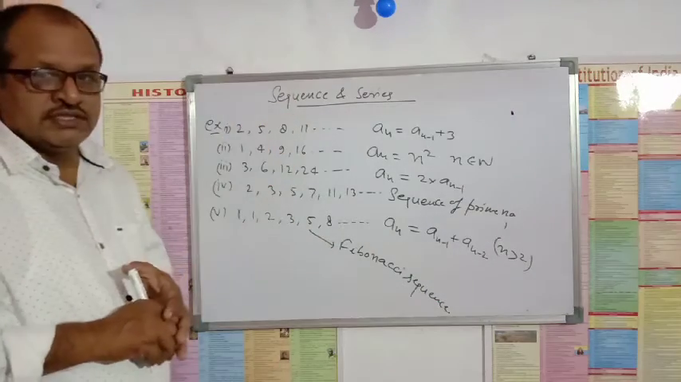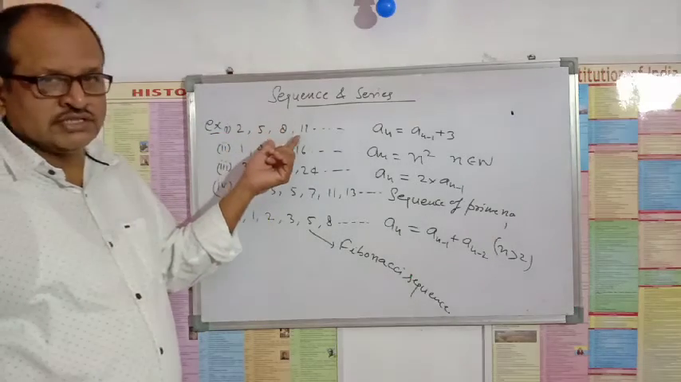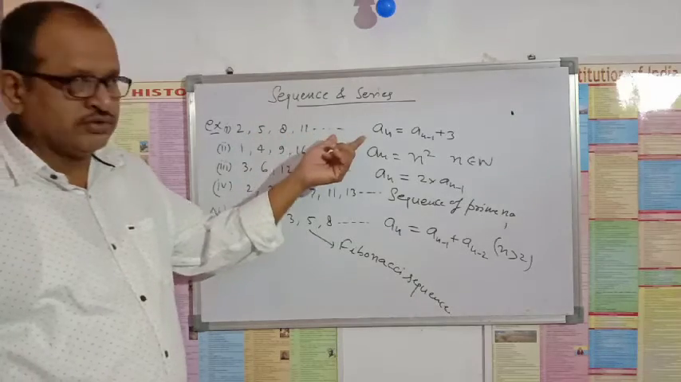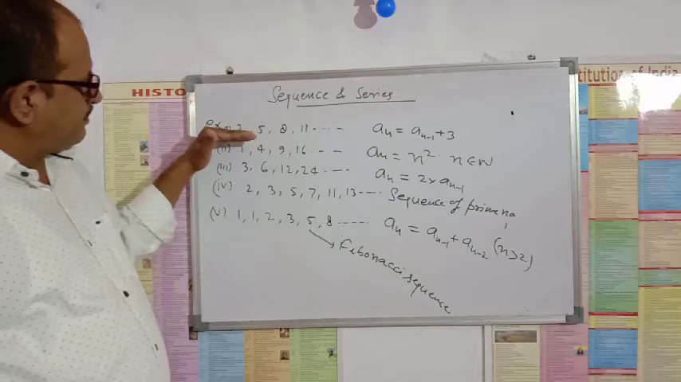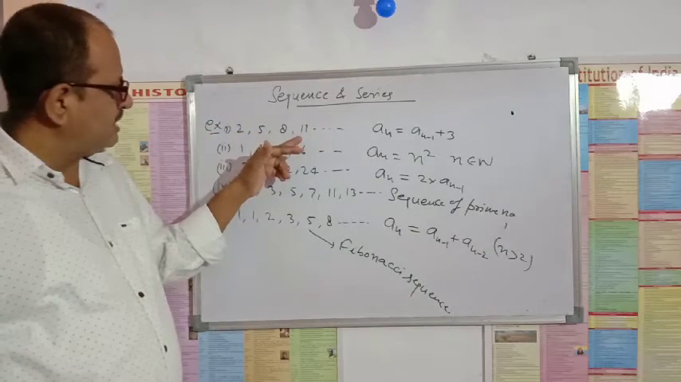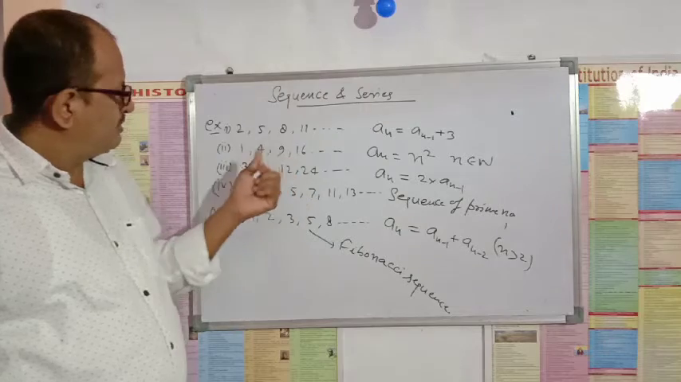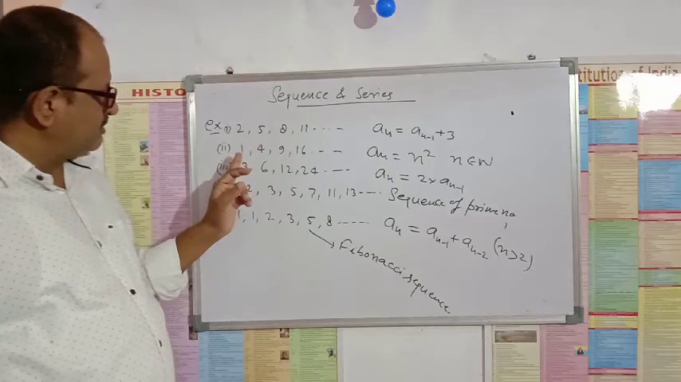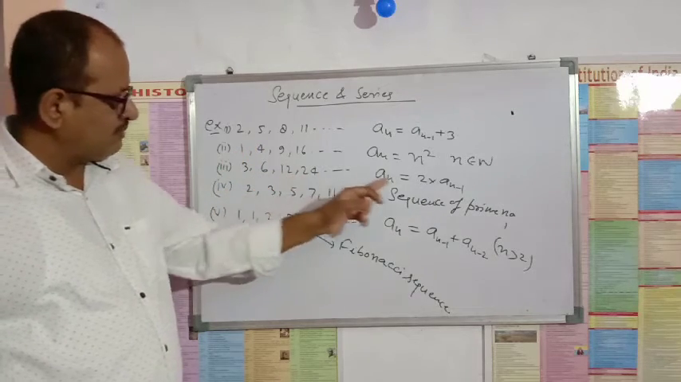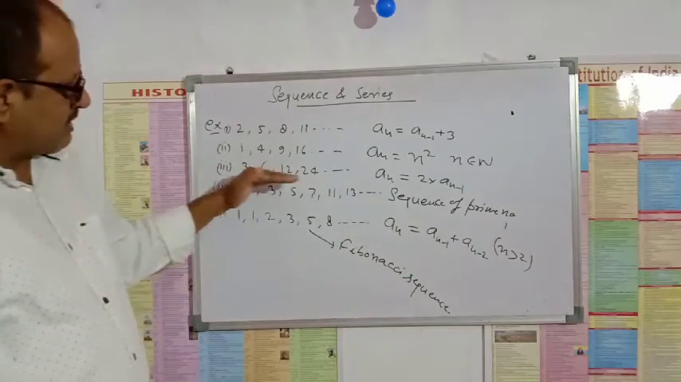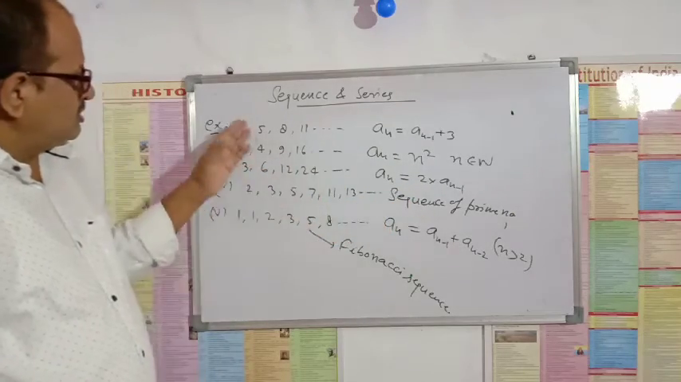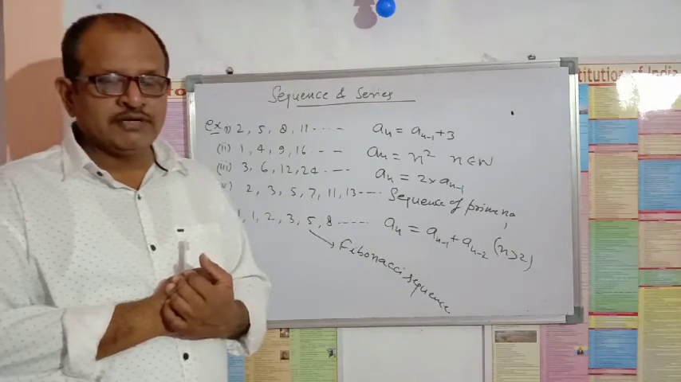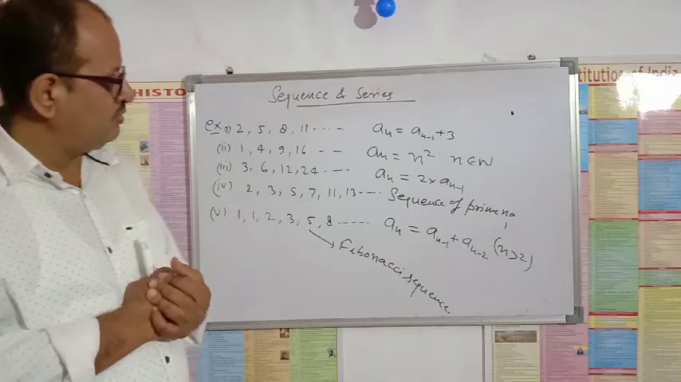So what is a sequence? A sequence is the arrangement of numbers according to a definite pattern, which is described by a certain rule. So here the pattern is that each term is obtained by adding 3 to its previous term. In the third, each term is obtained by multiplying its previous term by 2. So in this pattern, we can see what the next term will be. So the sequence definition is: it is the arrangement of numbers in a regular, definite pattern according to a certain rule.